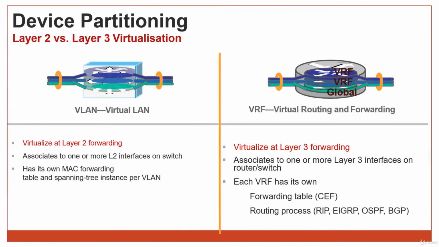Now, this term VRF that we are seeing here is actually layer 3 virtualization in terms of routing. But do you have any layer 2 virtualization technique? Yes, we have VLAN, virtual LAN, as a layer 2 virtualization technique, where say for example every VLAN has its own spanning tree instance. Every VLAN has its own MAC forwarding table. Likewise, if you check VRF, you'll find that all the VRFs have their own CEF, they have their own routing processes. Means most of the routing protocols support VRF.